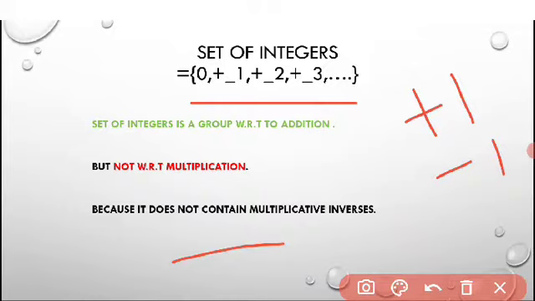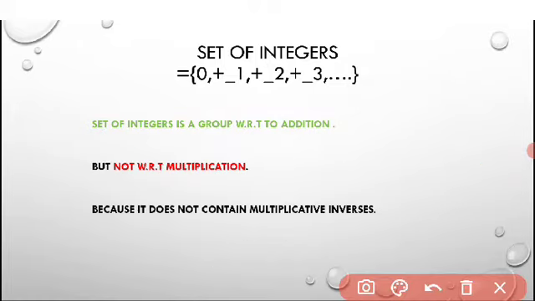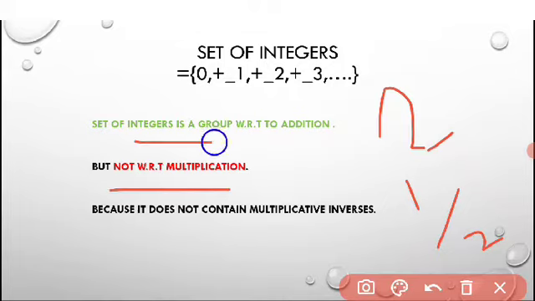That's why the set of integers is a group with respect to addition but not multiplication, because we know that the multiplicative inverse of 2 is 1 by 2. So 1 by 2 is not contained in the set of integers. That's why the multiplicative inverses do not exist. So it is not a group with respect to multiplication, but it is a group with respect to addition.